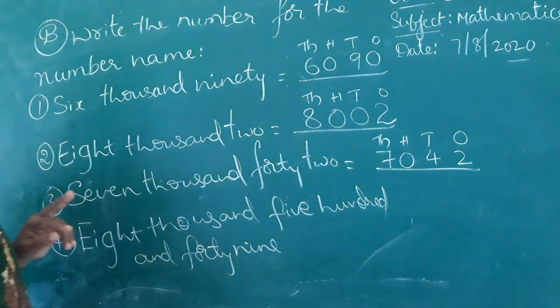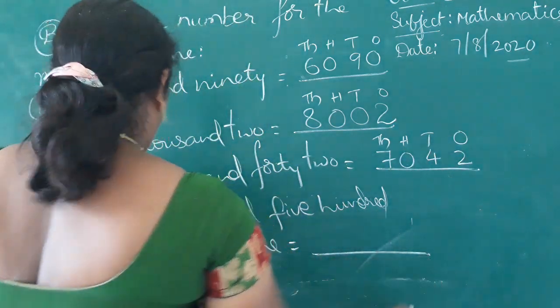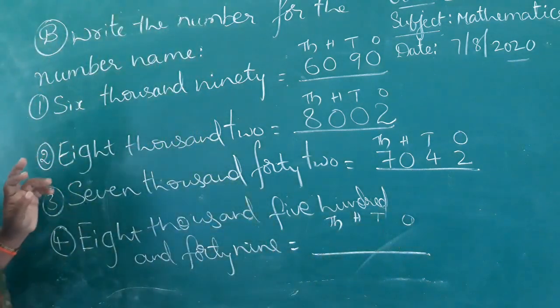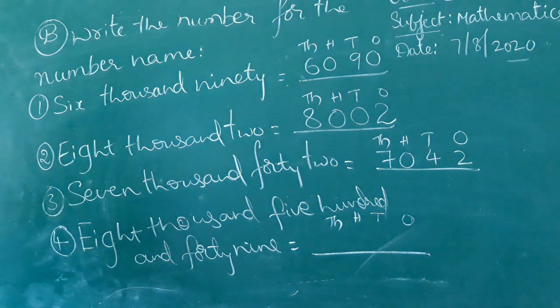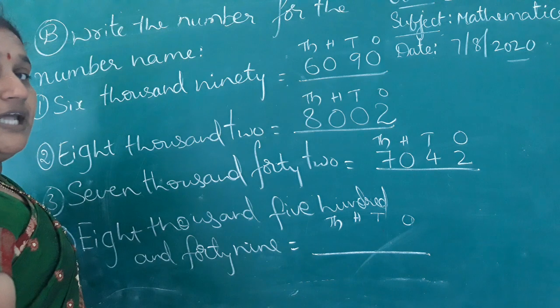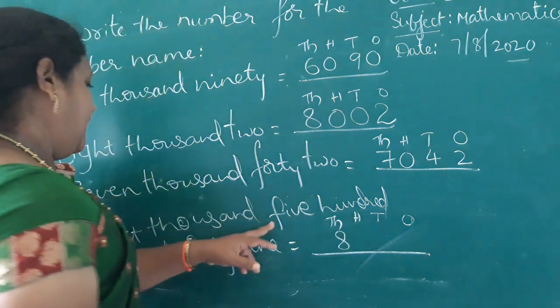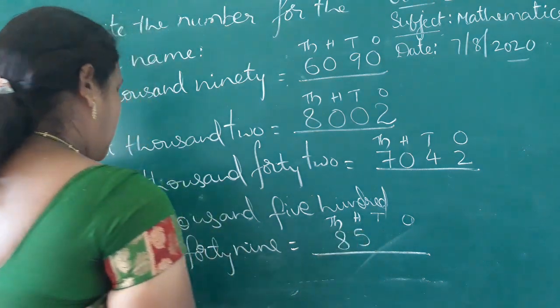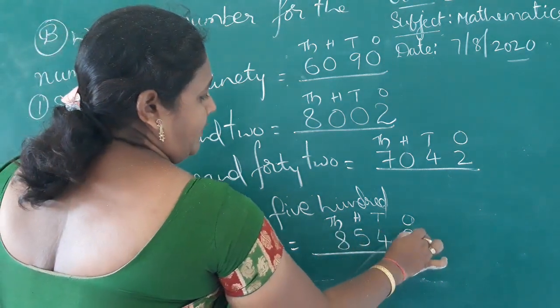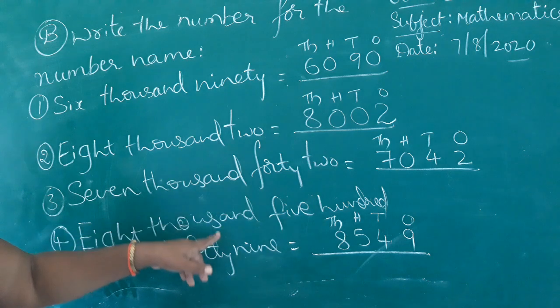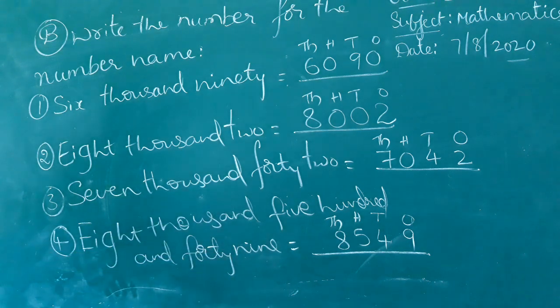Okay. Next one. Ones, tens, hundreds, thousands. Next one. 8,549. How many thousands? 8,000s. How many hundreds? 5 hundreds. How many tens? 4 tens. And how many ones? Nines. 8,549. After writing the place value, you have to write the number. Don't write blindly. Okay.